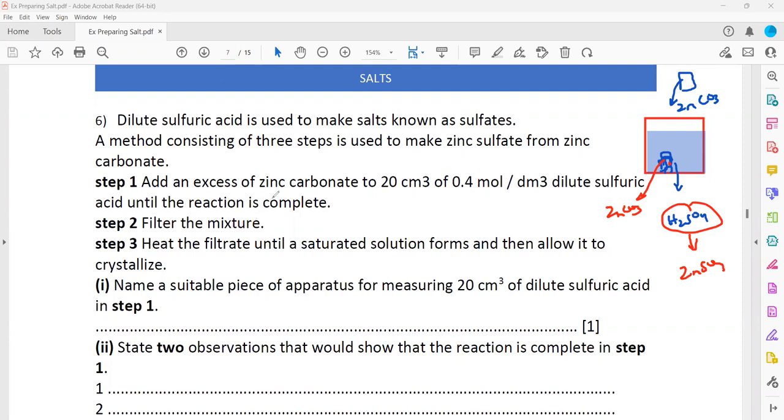We filter the mixture. Why do we filter the mixture? To remove the excess zinc carbonate. Then we heat the filtrate until we reach the point of saturated solution, and then we allow it to cool.